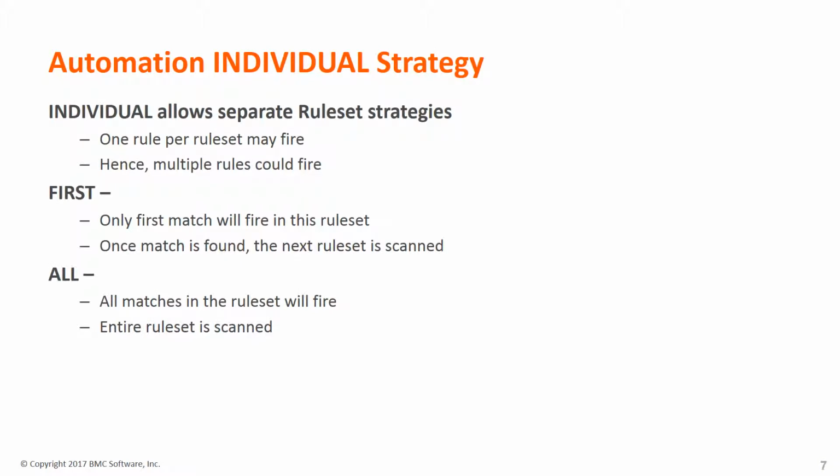The preferred rule set strategy for Auto Operator is individual. And what individual says is I want to have independent rule set strategies for each of my rule sets. In turn, those rule set strategies can be either first or all, which we've already discussed. So this allows us to do some things that can be pretty interesting in Auto Operator.